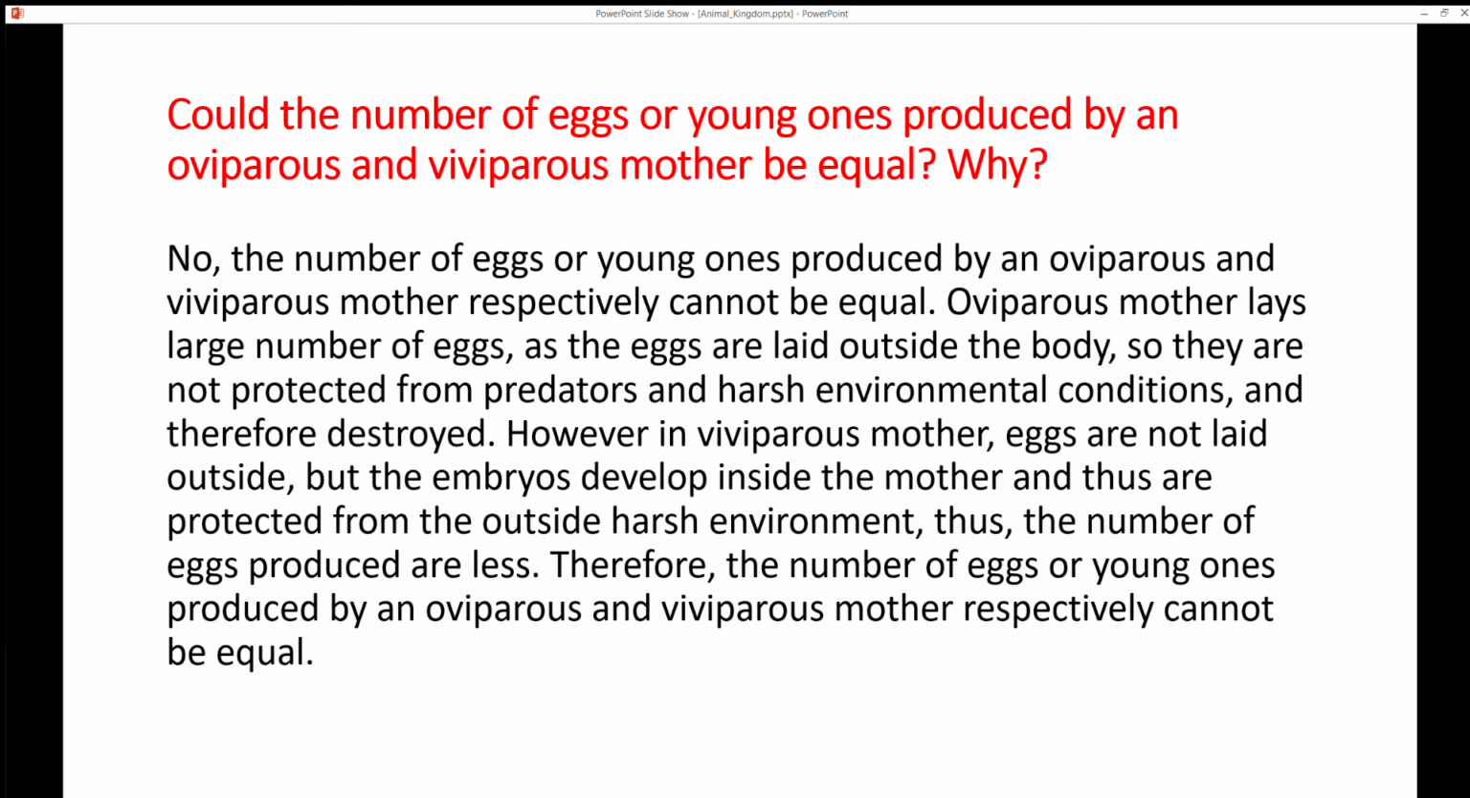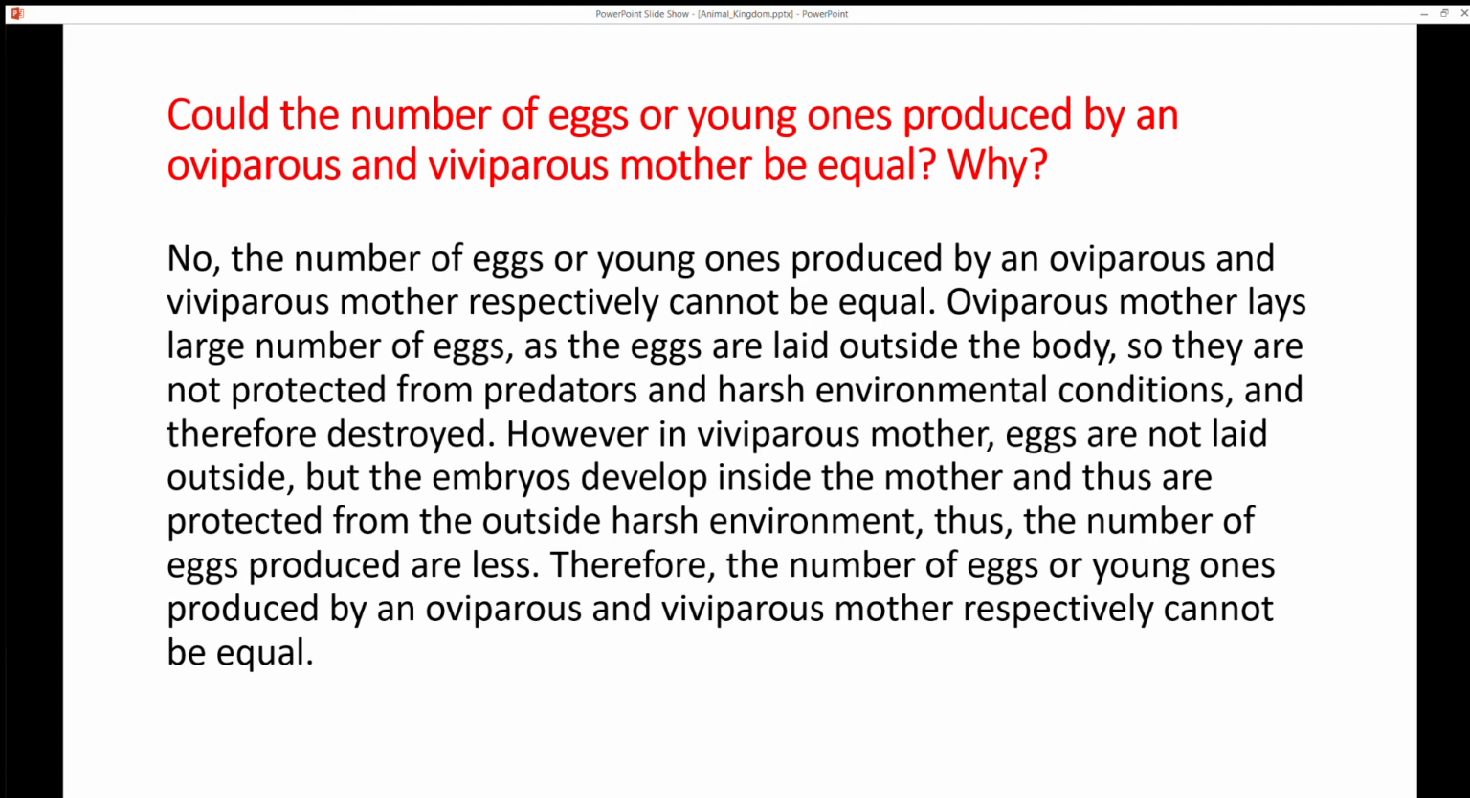It gives a lot of eggs, as the eggs are laid outside the body, whereas a viviparous mother carries a single egg. The eggs outside are not protected from predators and harsh environmental conditions, so many of these oviparous egg-laying animals' eggs will be destroyed. So if they lay 100 eggs and 50 die, 50 will still be there.